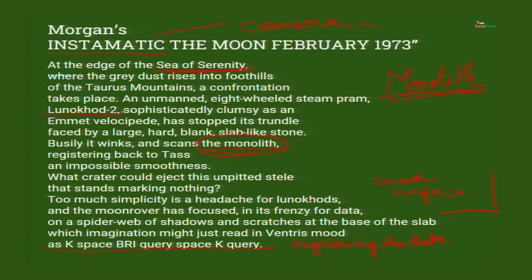So this Lunokhod 2, it is a kind of again a space pram which is moving around and collecting data. Sophisticated, clumsy as an Emmett velocipede. Velocipede is going somewhere with speed. Has stopped its trundle, faced by a large, hard, blank, slab-like stone.